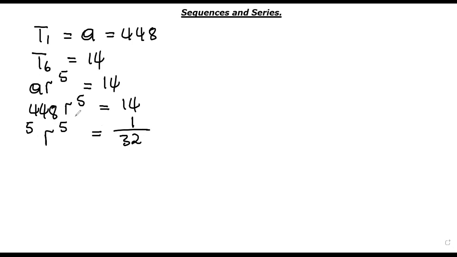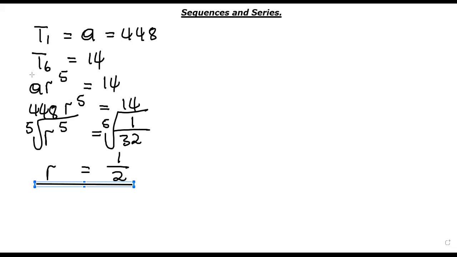Then from this point, we introduce the 5th root on both sides so that the root and the power will cancel out. So the constant ratio will simply be a half. And here we can see that the value of R is less than 1, but greater than -1. So indeed, a sum to infinity exists.